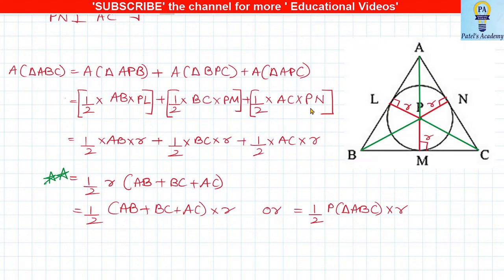Now if you see, let me highlight PL, PM and PN. These are nothing but the radii of the circle. So the next step, I am writing the step again. Instead of PL I am writing R, you can see I am showing with arrows. Instead of PM I am writing R, and instead of PN also I am writing R.